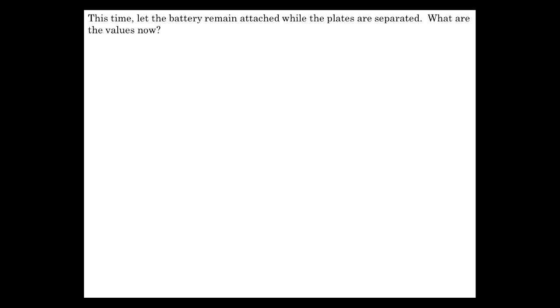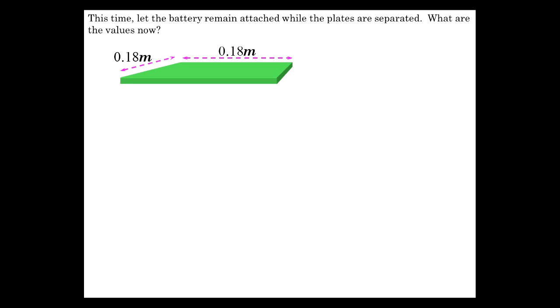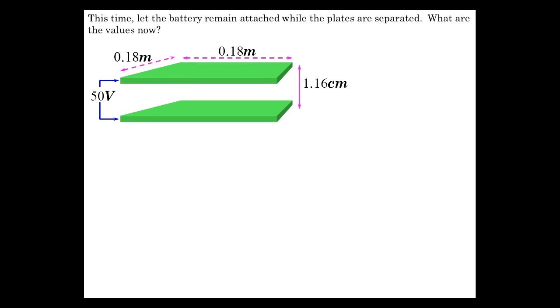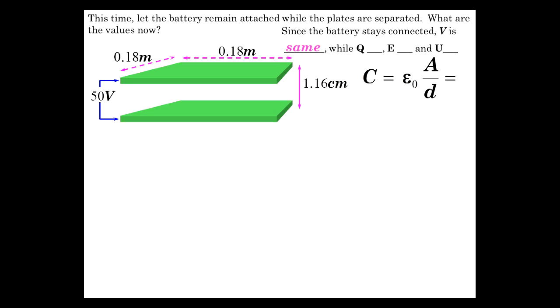All right, so now the battery is attached to the plates the whole time as we separate the plates, which forces the potential difference to remain at 50 volts. So V is the same. Now what happens to Q, E, and U? Well, let's find out. First of all, what about the capacitance? The geometry hasn't changed. The physical quantities that we add or subtract from this don't matter. It's still 24.5 picofarads after we separate it.